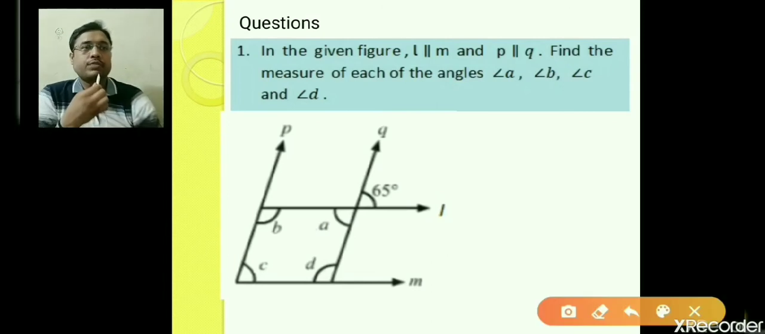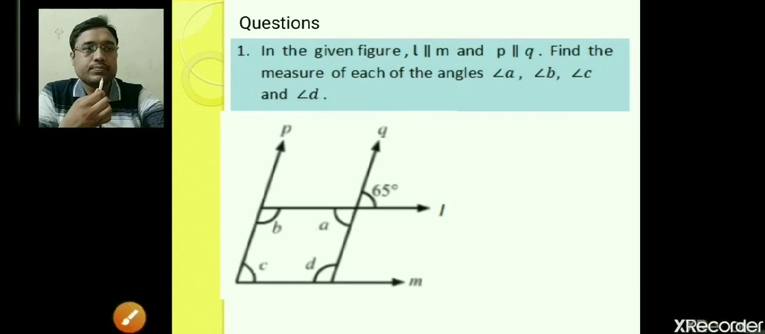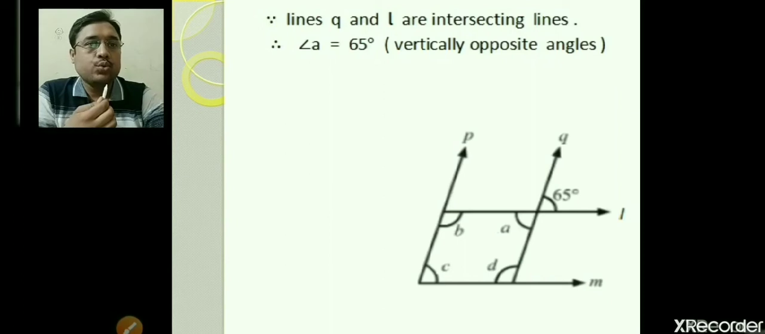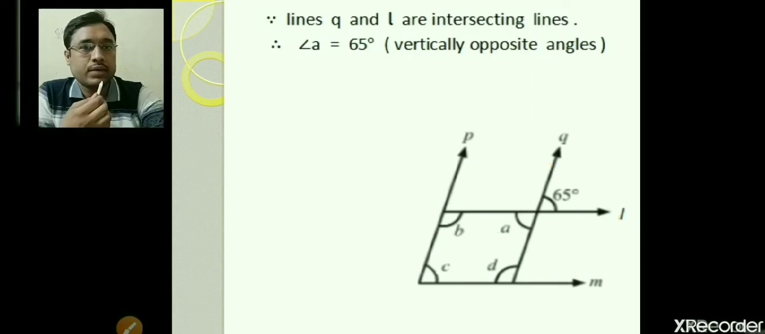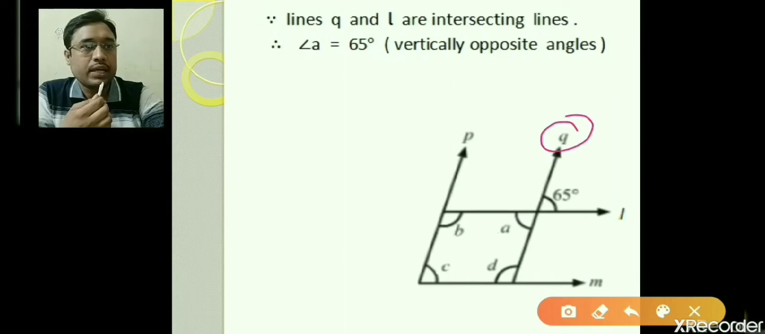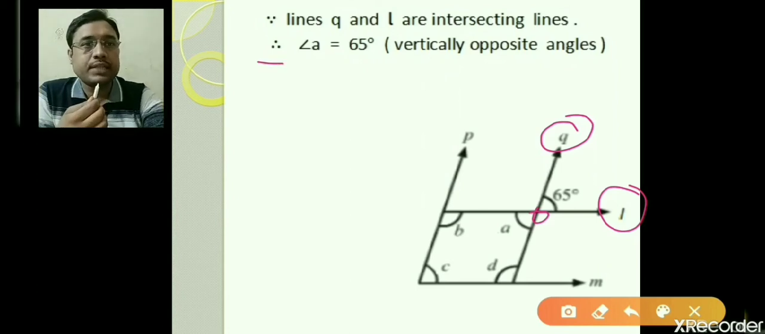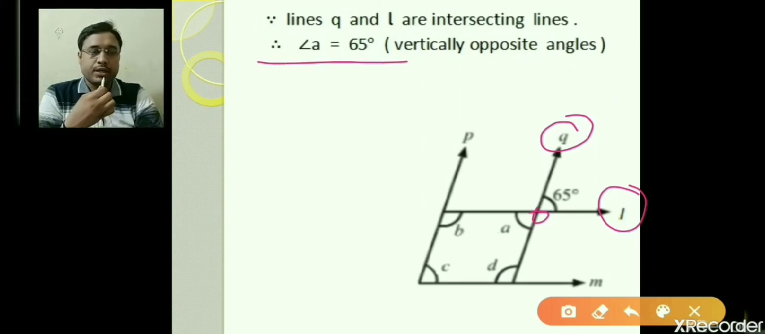So first of all we can say here that the lines Q and L are intersecting lines. The lines Q and L are intersecting at this point. So the vertical opposite angles are equal. That means angle A equals 65 degrees. So these are vertical opposite angles.